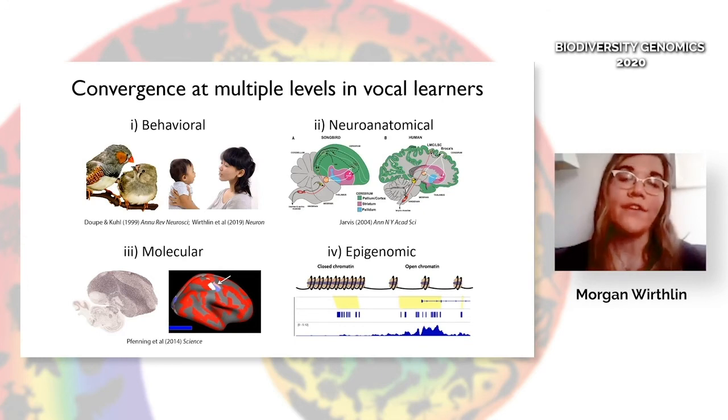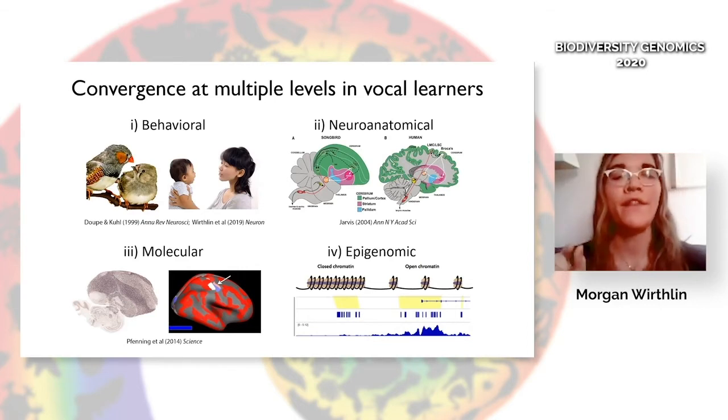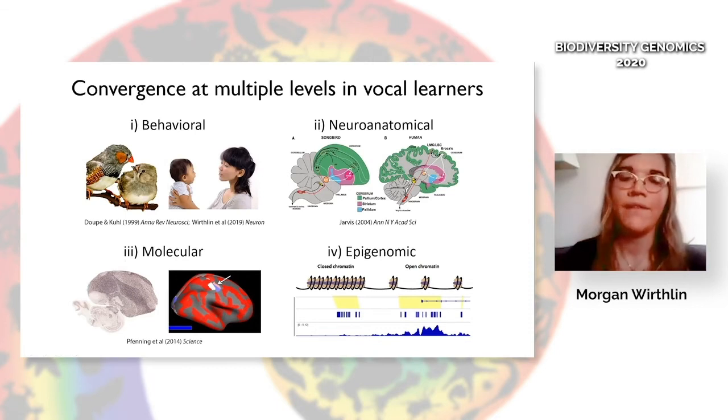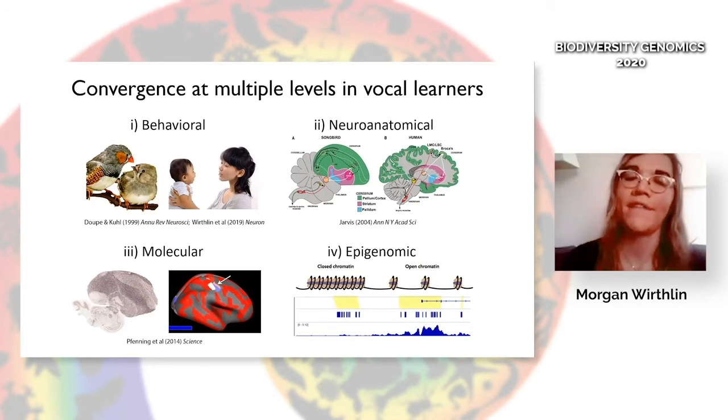But this vocal learning trait is also reflected in the neuroanatomy itself, with specialized forebrain circuitry and corticospinal connections associated with fine motor control that are found in vocal learning organisms, but not in their close relatives. Our past work has shown that even the genes expressed in these specialized brain areas themselves show convergent patterns of expression, with genes being differentially regulated in vocal learners in a way that they aren't in their vocal non-learning cousins.